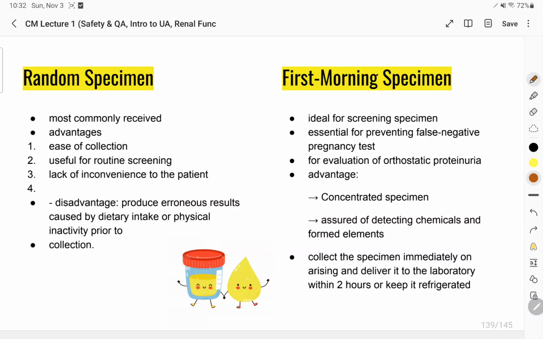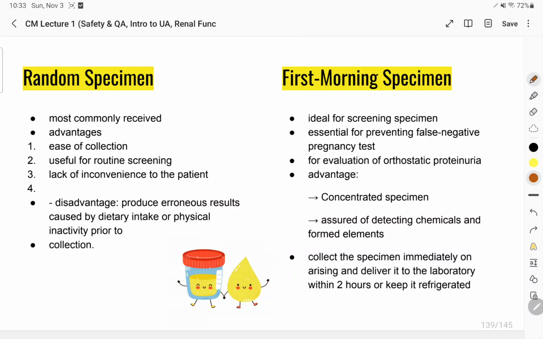So, advantages of your random specimen, sayon ra kuhaon, useful for routine testing, screening, okay, convenient sa patient. But disadvantage niya kay it can produce erroneous result. Kay what if bago pa kaon ang pasyente or basin bago siya nag-exercise. So daily controlled ang situation sa patient.